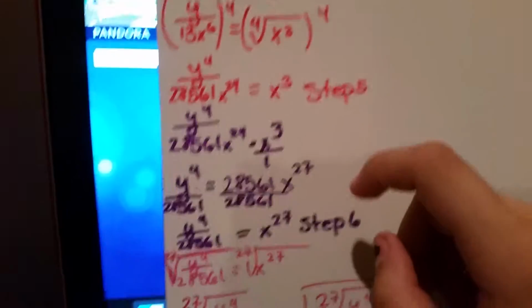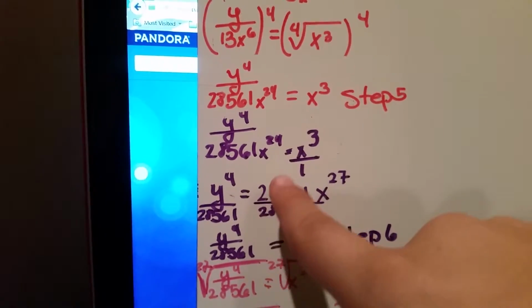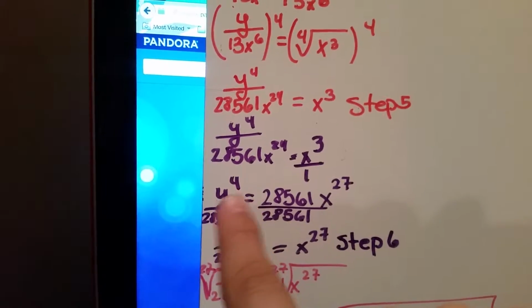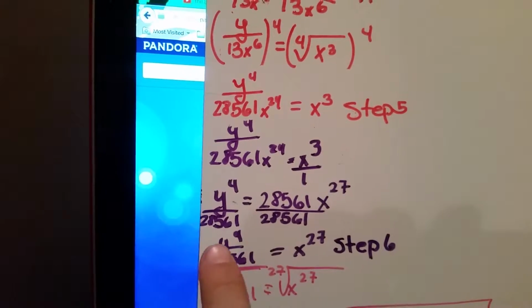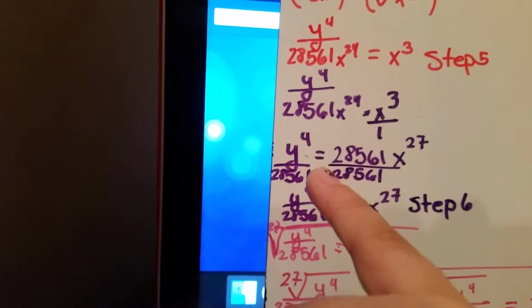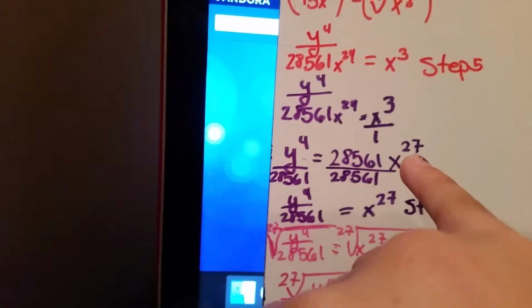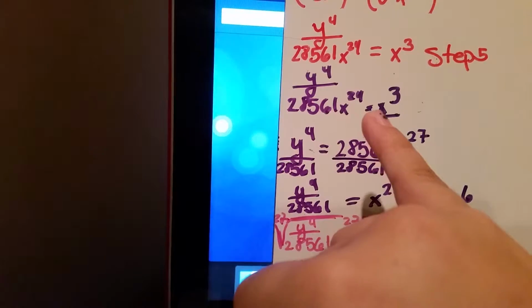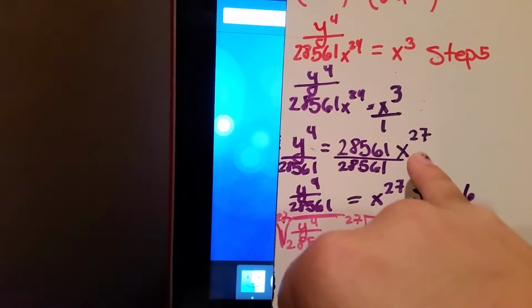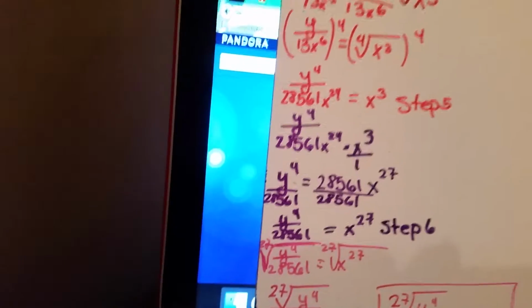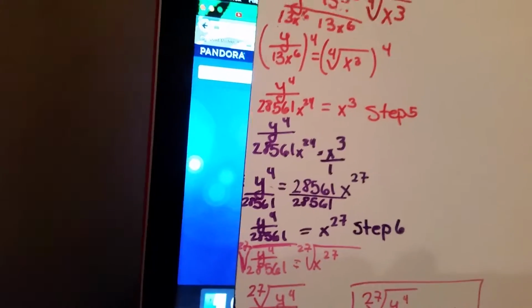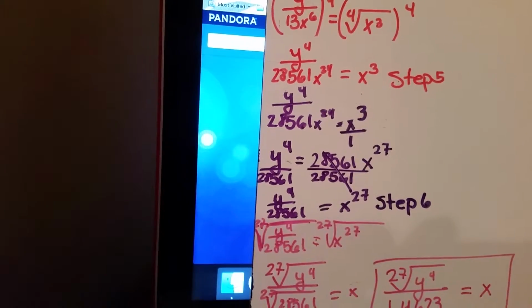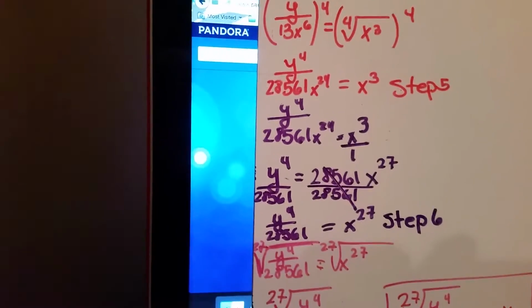That's step 5. Now, once you get that, you have to put it all over 1 to cross multiply. Once you cross multiply, you get y to the 4th equals 28,561 x to the 27th. Since you're cross multiplying, you're just going to add the 24 and the 3 to get x to the 27th. Then you're going to put 28,561 over itself to cancel out, and bring it over here to get y to the 4th over 28,561 x to the 27th.